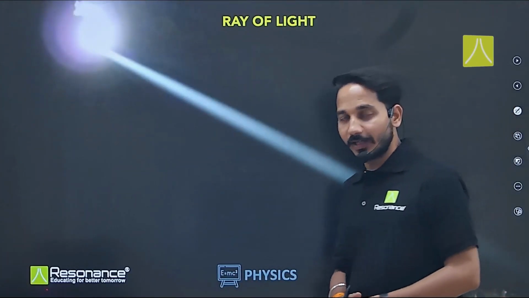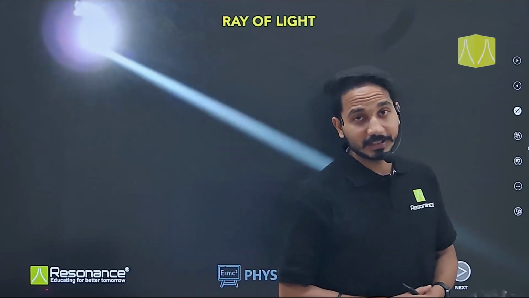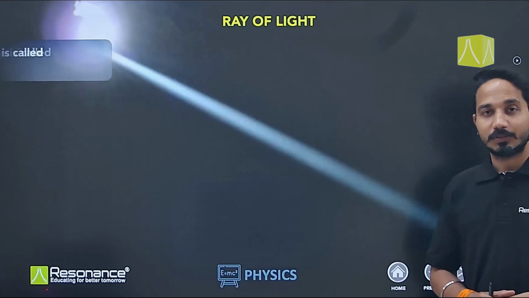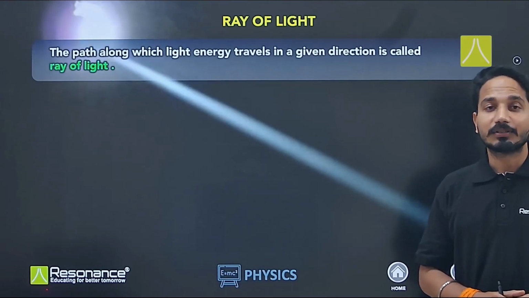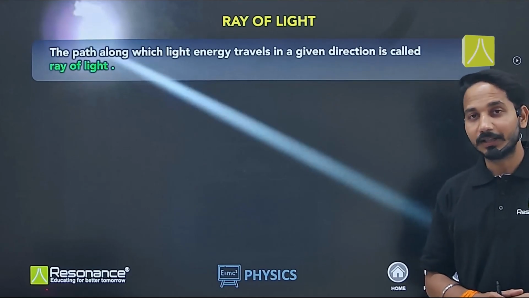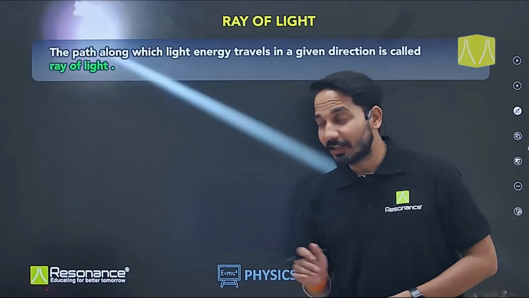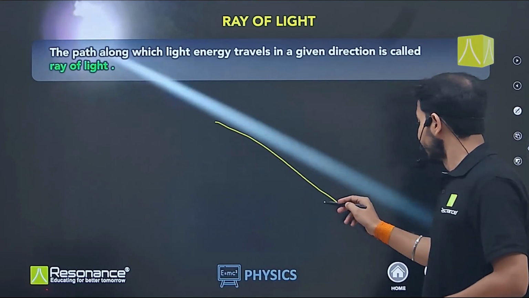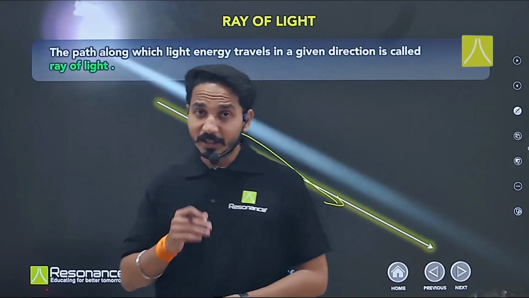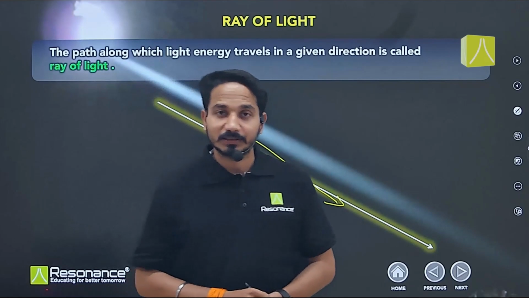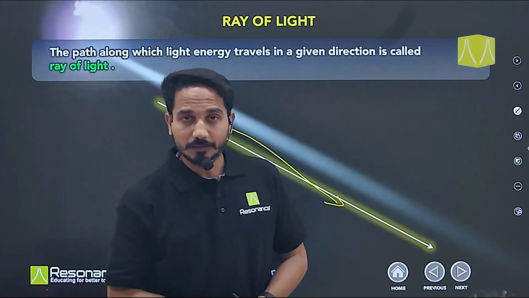Now, the ray of light. How can we define a ray of light? The path along which light energy travels in a given direction is called a ray of light. Do you understand? The path along which light energy travels in a given direction is called a ray of light. This can be observed in a dark room when you light up a laser light. The rays coming out of that laser light are considered rays of light.